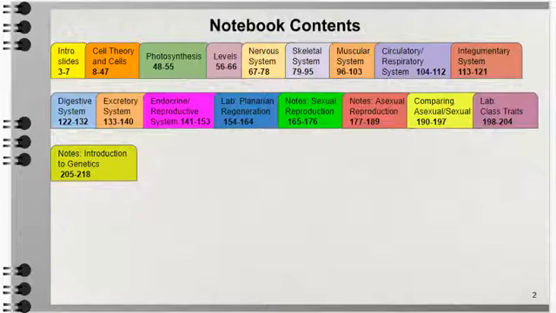I'm going to start with the notebook contents page. You should have this on your second page of your notebook. Remember, it makes it easy. Maybe if you haven't done it yet, you could set this up during the break.